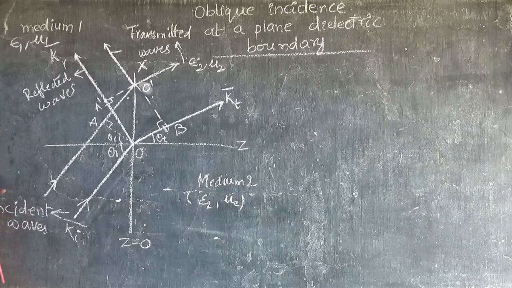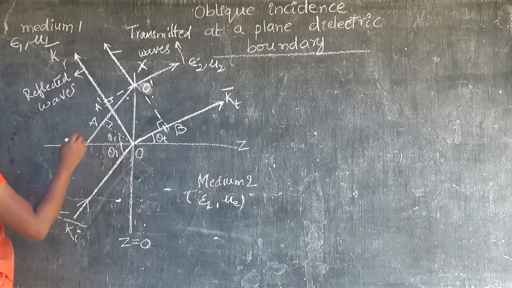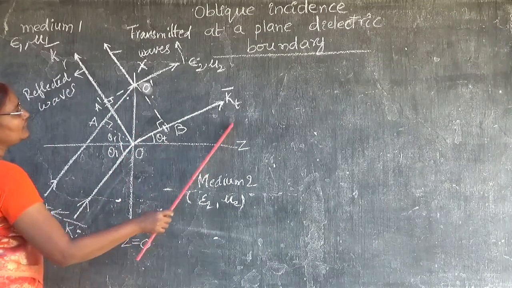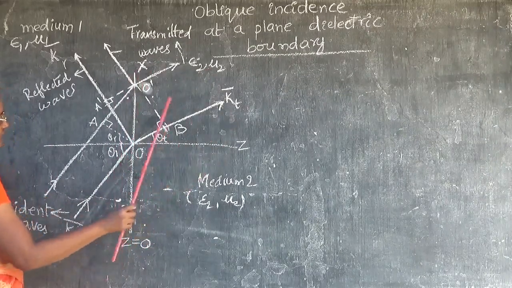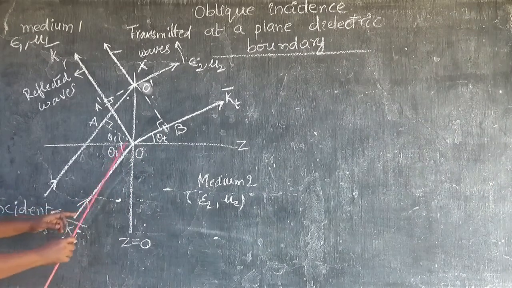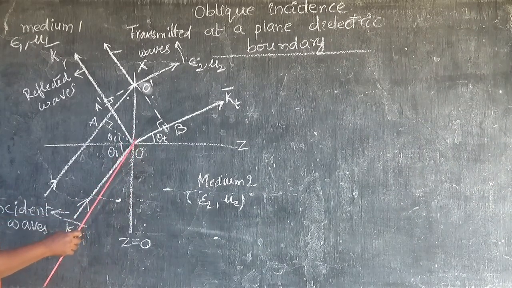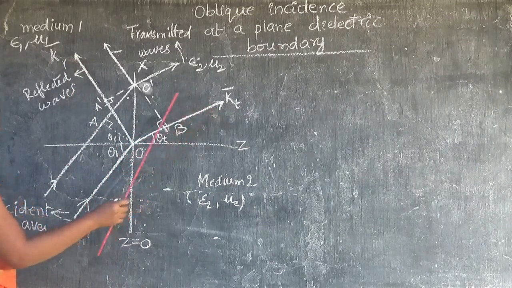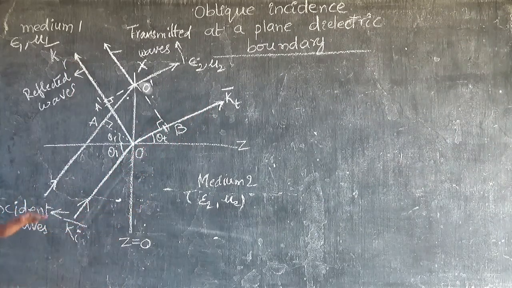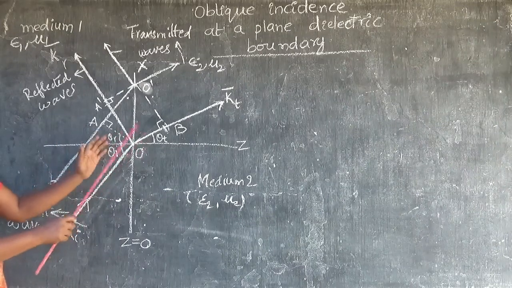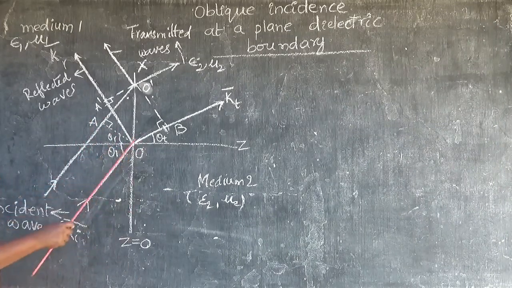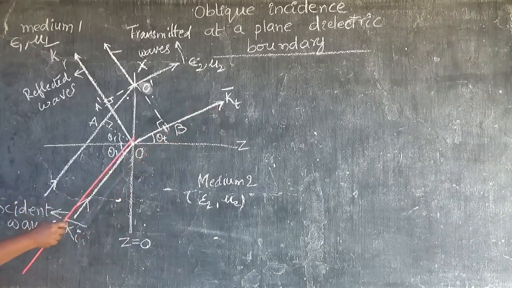So the wave is incident at this dielectric boundary, and this is called the plane of incidence, as in the previous type. And here some part of the wave will be reflected and some part of the wave will be transmitted due to the mismatch between these two dielectric impedances. So some part of the wave will be transmitted and some part will be reflected back.